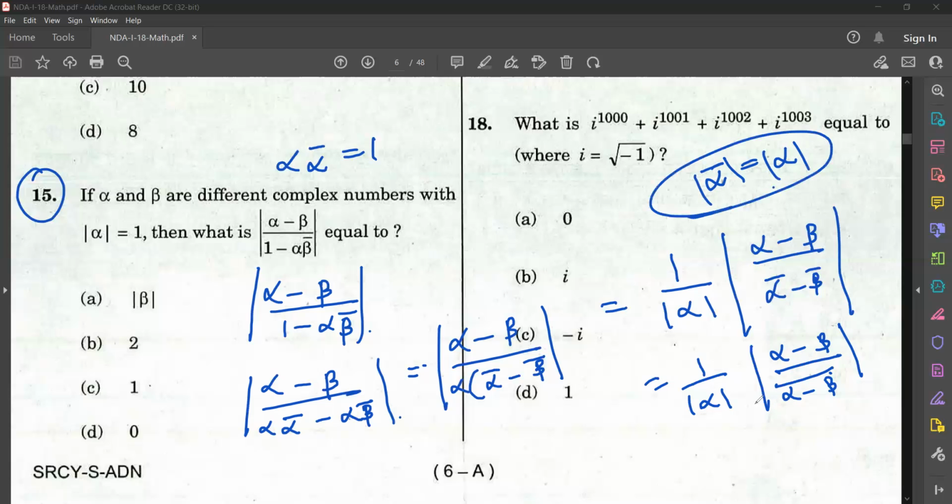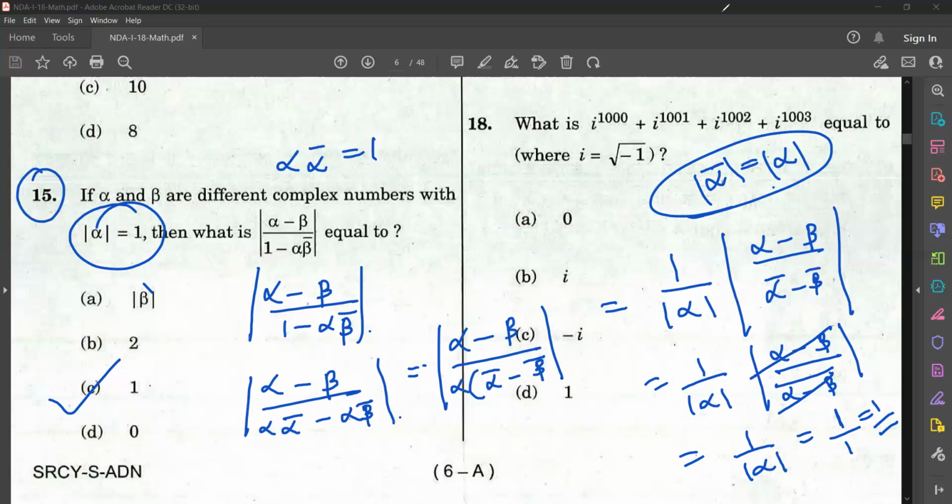So if we find the modulus of the conjugate, that will be equal to the modulus of the complex number itself. So this I can cancel. I'll get 1 by modulus of alpha. What is modulus of alpha? They have given modulus of alpha as 1. So 1 by 1, answer is 1, option C. Option C is the correct answer. Please go through and copy down this.